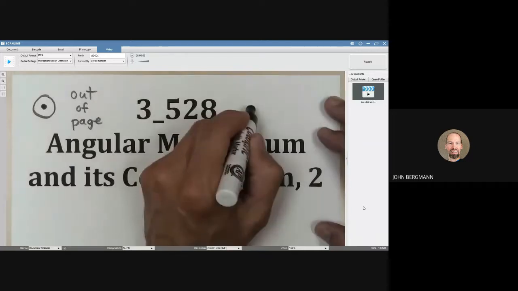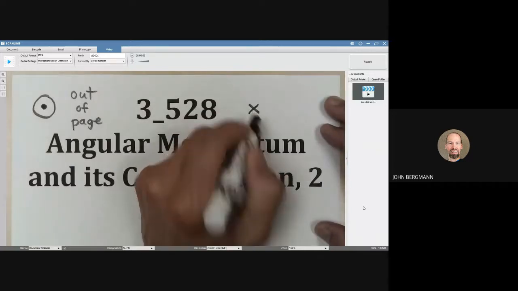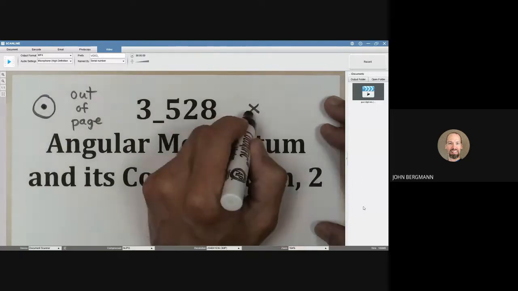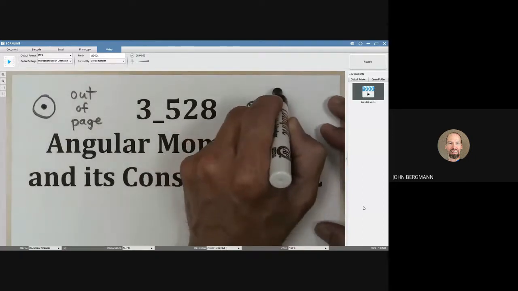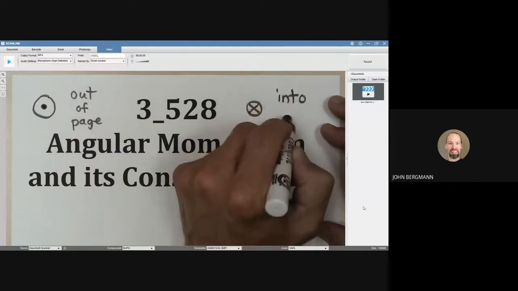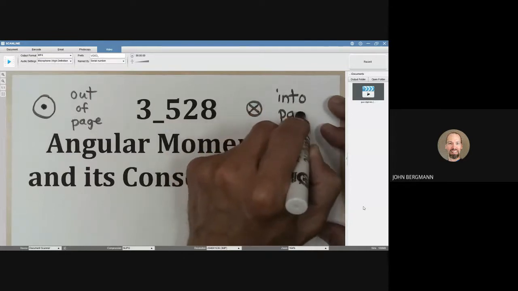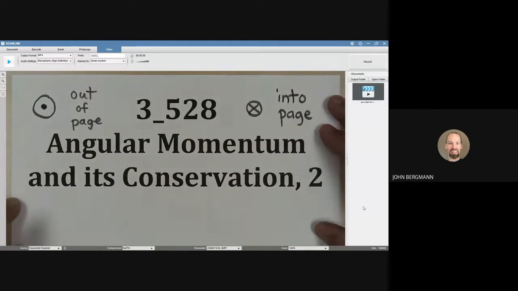In other words, that quantity, typically it's a vector, but not always, is coming out of the page at us. On the other hand, if we ever see an X, sometimes it's just an X, sometimes it's an X with a circle around it, that means that there is a quantity that is pointing into the page. And we're going to run into that here in this video.